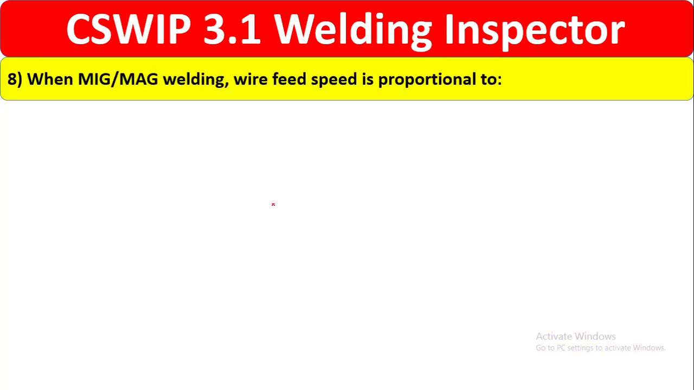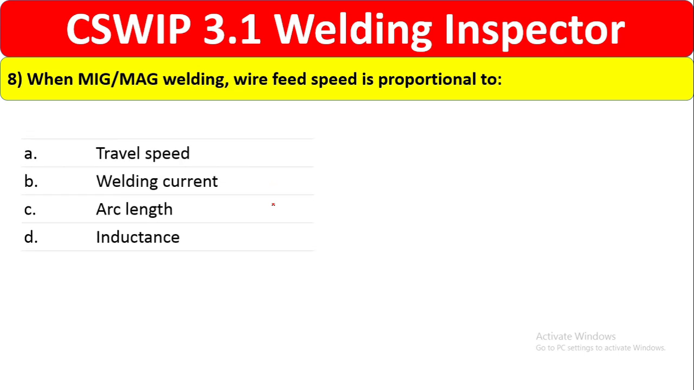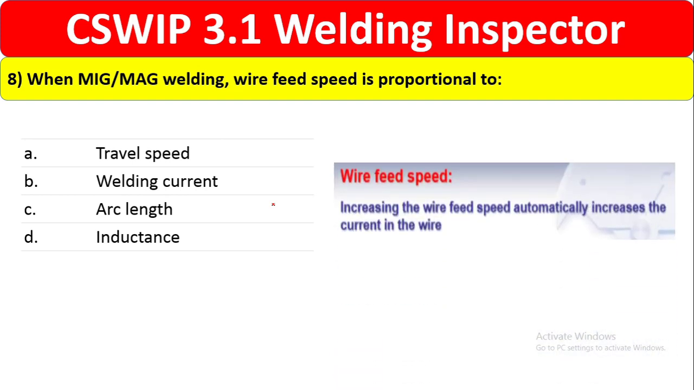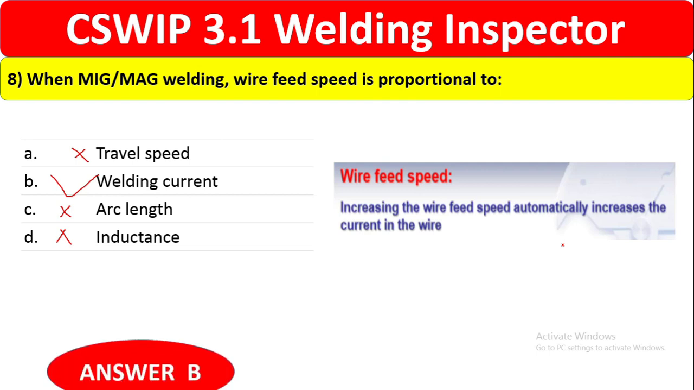Question 8. In MIG or MAG welding, wire feed speed is proportional to A, travel speed, B, welding current, C, arc length, D, inductance. So which one is the right answer? In MIG or MAG welding, if wire feed speed is increased, definitely it will increase the current. So welding current is the correct one. Travel speed, no. The wire speed is not proportional to arc length, inductance, or travel speed. It should be the welding current. Answer B.